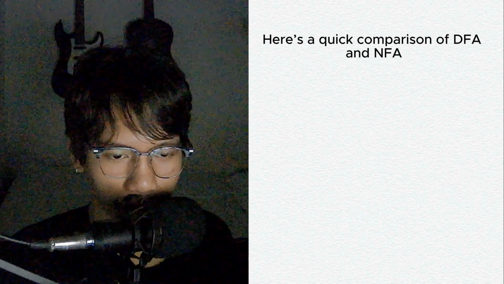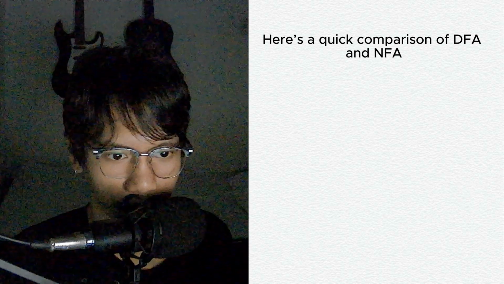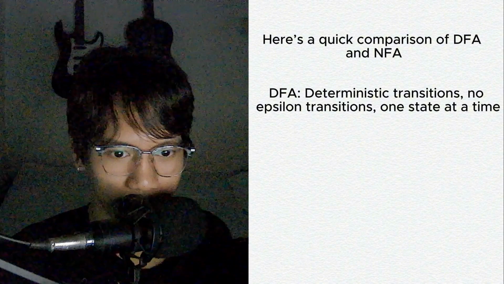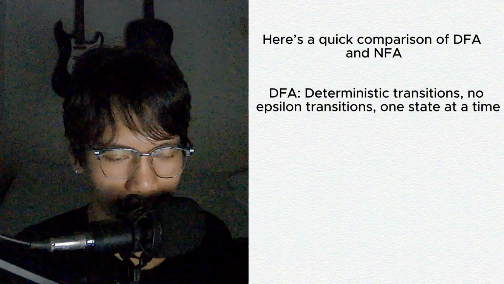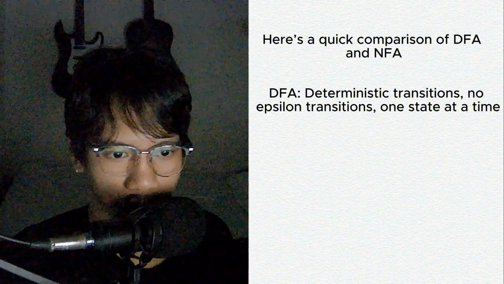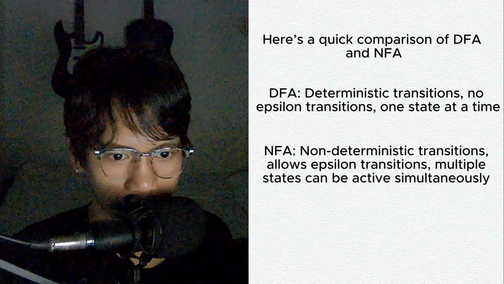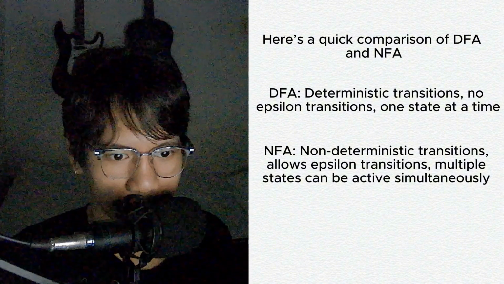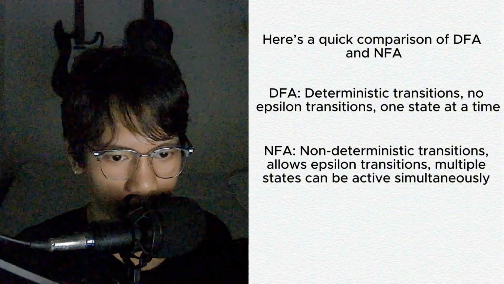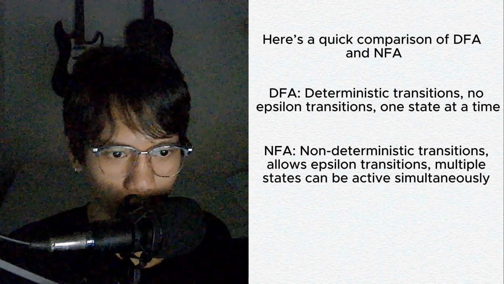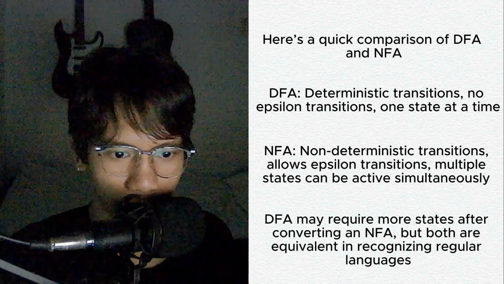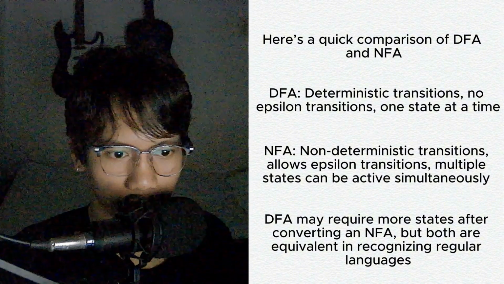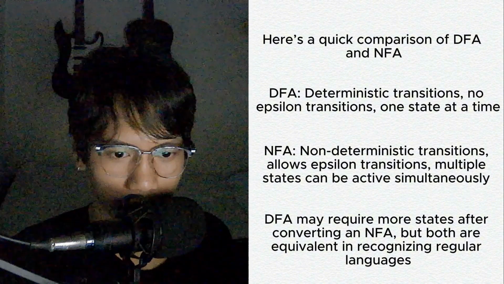Here's a quick comparison of DFA and NFA. DFA: deterministic transitions, no epsilon transitions, one state at a time. NFA: non-deterministic transitions, allows epsilon transitions, multiple states can be active simultaneously. Number 2. DFA may require more states after converting an NFA, but both are equivalent in recognizing regular languages.